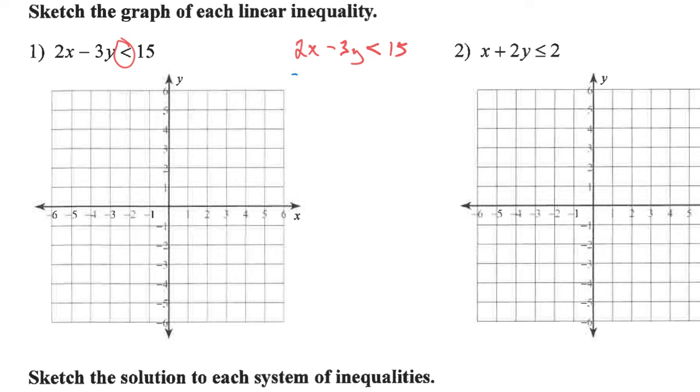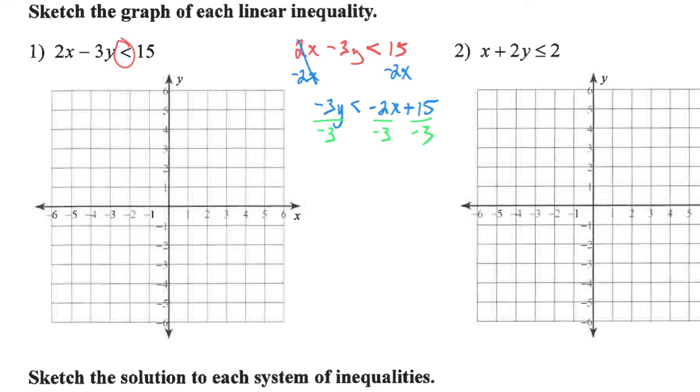So we're going to subtract that 2x from both sides. 2x's are gone. So I have negative 3y is less than. Do not combine the x with the 15, so we'll just list them. Negative 2x plus 15. And then we're going to divide by negative 3 to clear that out and get the y all by itself.